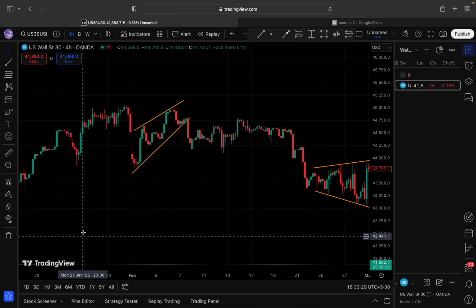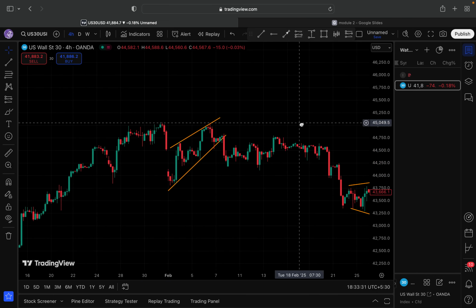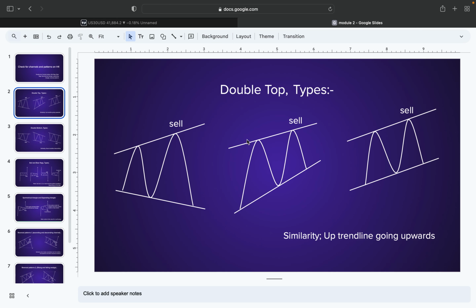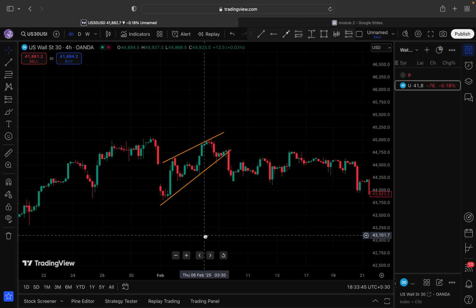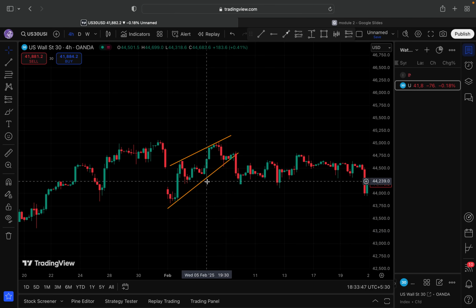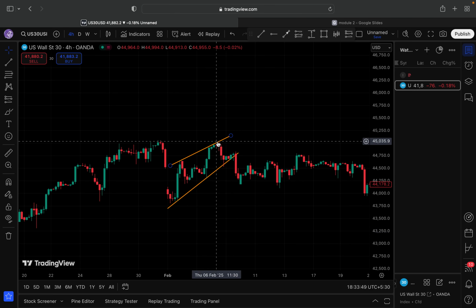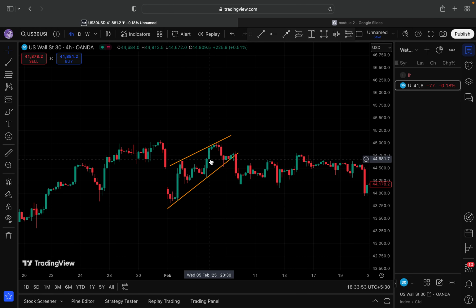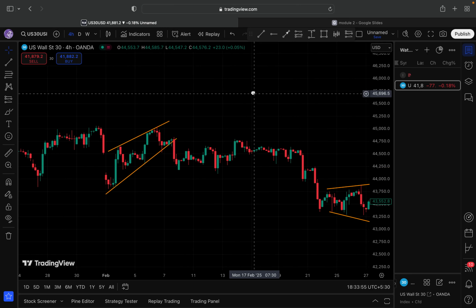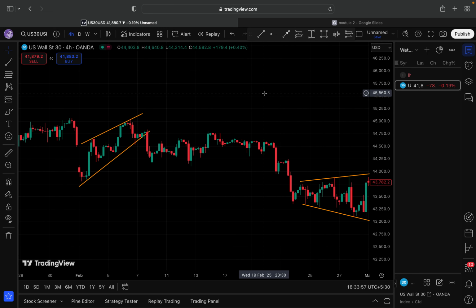So here it is. This is the second type of double top. Watch. This is the diagram example, and this is the real life chart market example. This is it. Where price pumped, dropped, pumped again. You see, and then dropped. This is it. Now, this is the third type of double top.